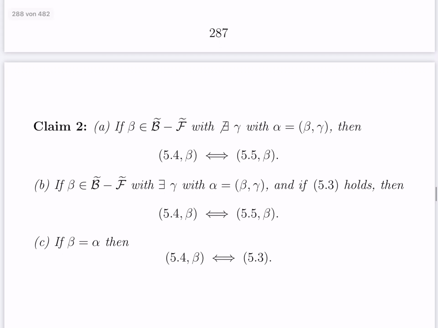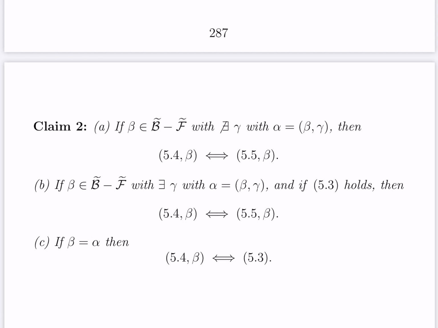It's very precise. So if beta is a non-final play of the restricted game, and if it is not coming before alpha, then 5 for beta and 5 for beta equivalent. This is part A. If beta is a non-final play of the restricted game and it comes before alpha, then we need 5-3. If 5-3 holds additionally, then again 5 for beta is equivalent to 5 beta. And if, in the third case, beta is equal to alpha, then 5 for beta is equivalent to 5-3.